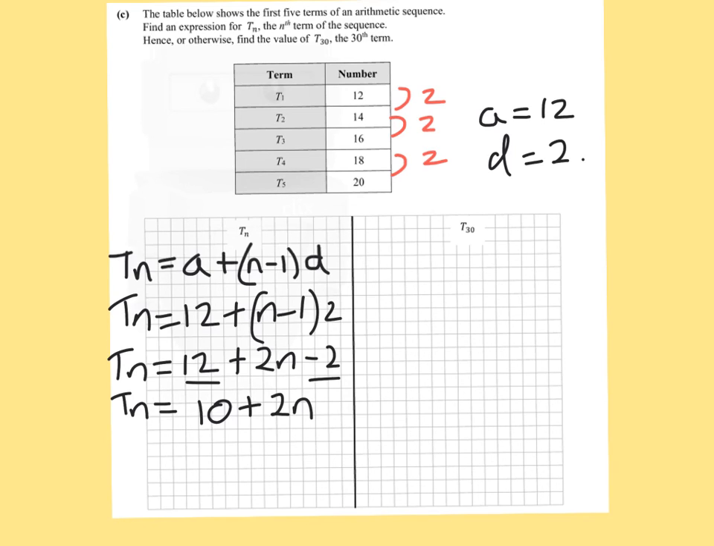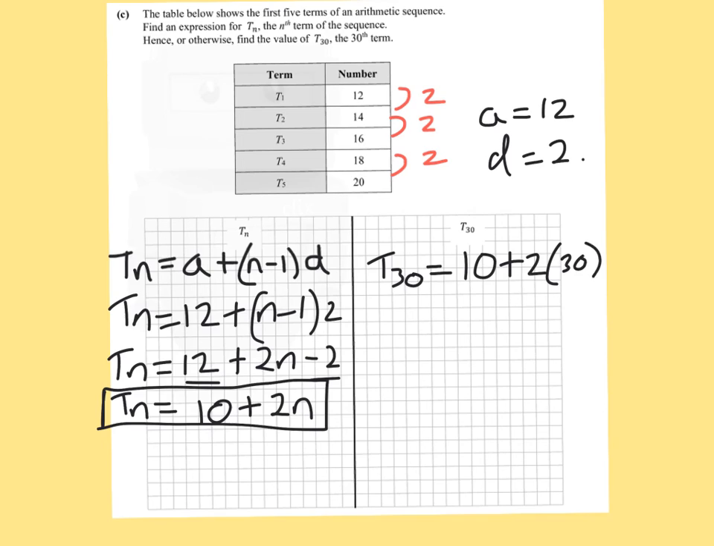And now we can use that Tn is equal to 10 plus 2n, and I'm going to use that to find T30. So I get T30 equals, just put a box around that. So I have 10 plus 2 by 30, which gives me T30 equals 10 plus 60, which gives me 70 in total.